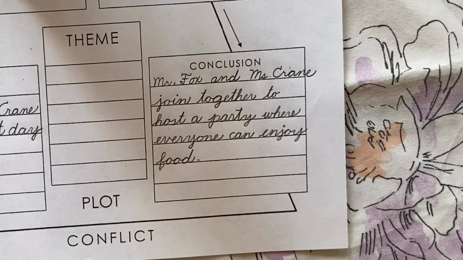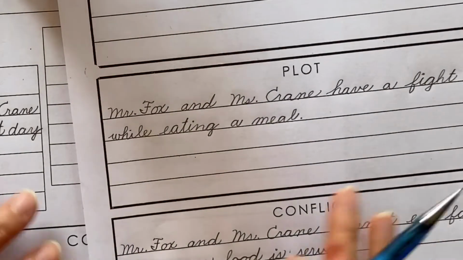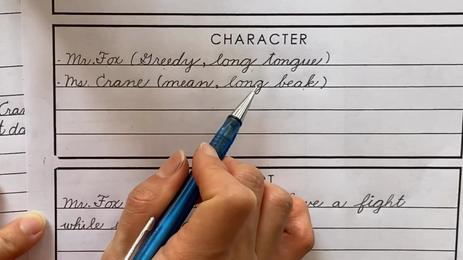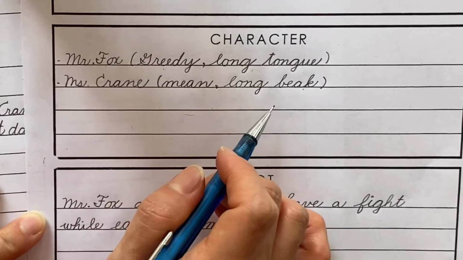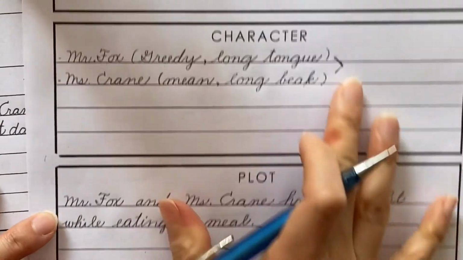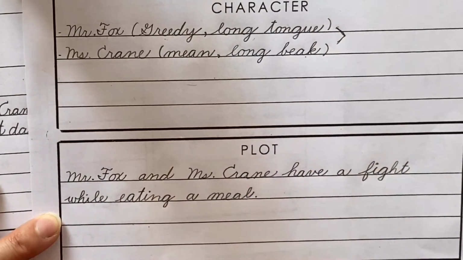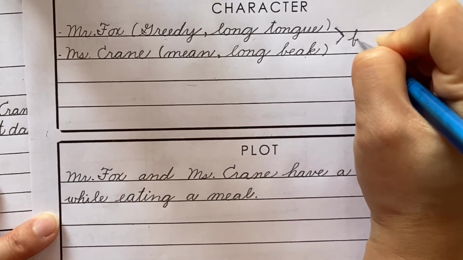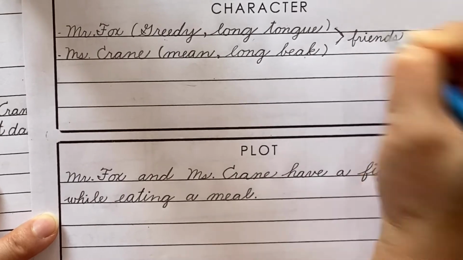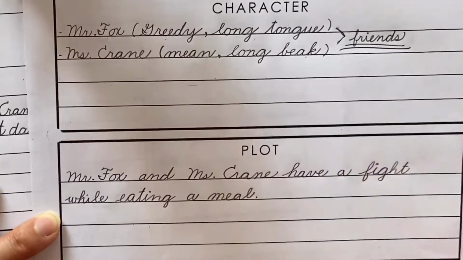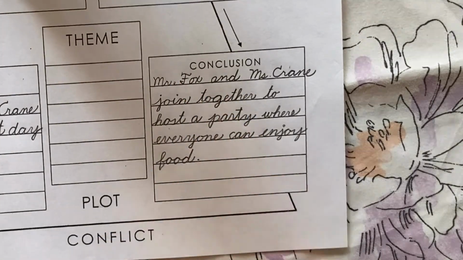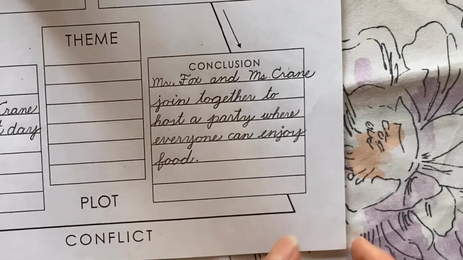So I want to go back and change my character a little bit because I wanted a different ending. So he's greedy, long tongue, and mean and long beak, but I want both of them to still be friends. They're still friends. So that's why I can have a peaceful ending.